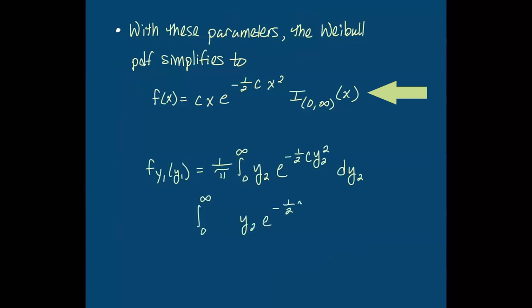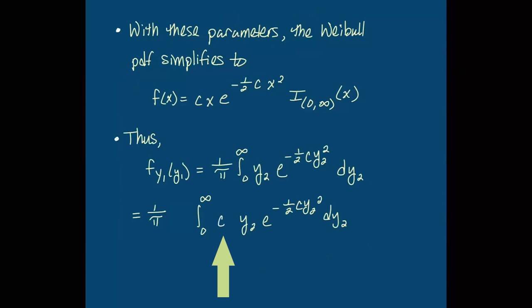So I'm going to leave some space here and then I'm going to plug in a c here and compensate by putting a 1 over c out here. Now I'm integrating from 0 to infinity the Weibull PDF on 0 to infinity, and this integral is simply 1. In conclusion, the marginal PDF for y1 is 1 over pi times c, and plugging c back in, we get an expression like this, and y1 is allowed to range from minus infinity to infinity.